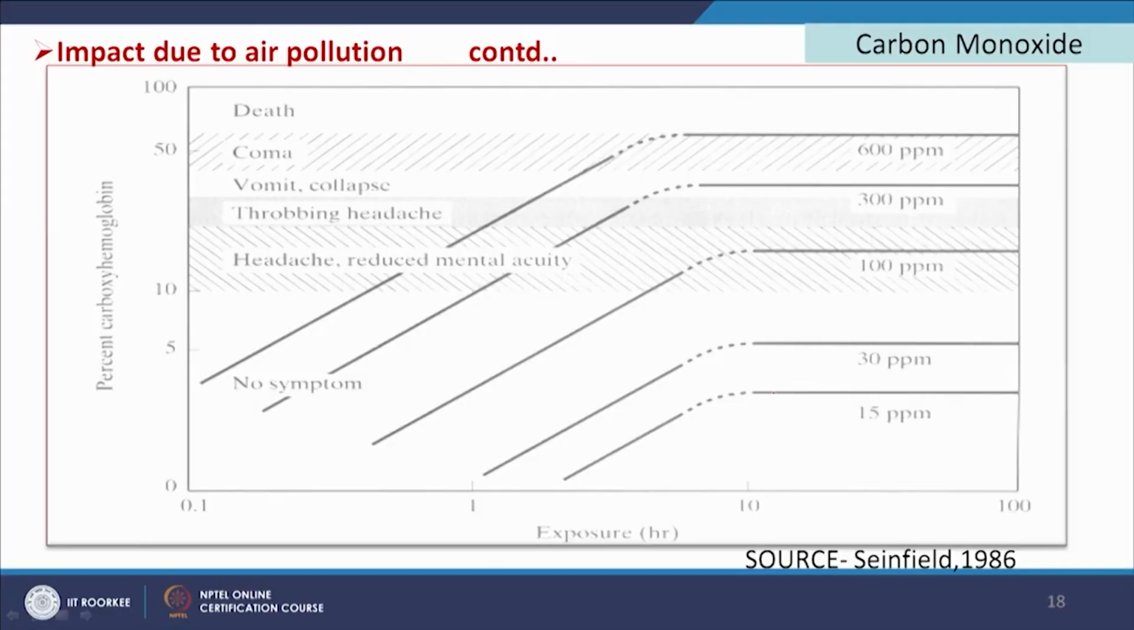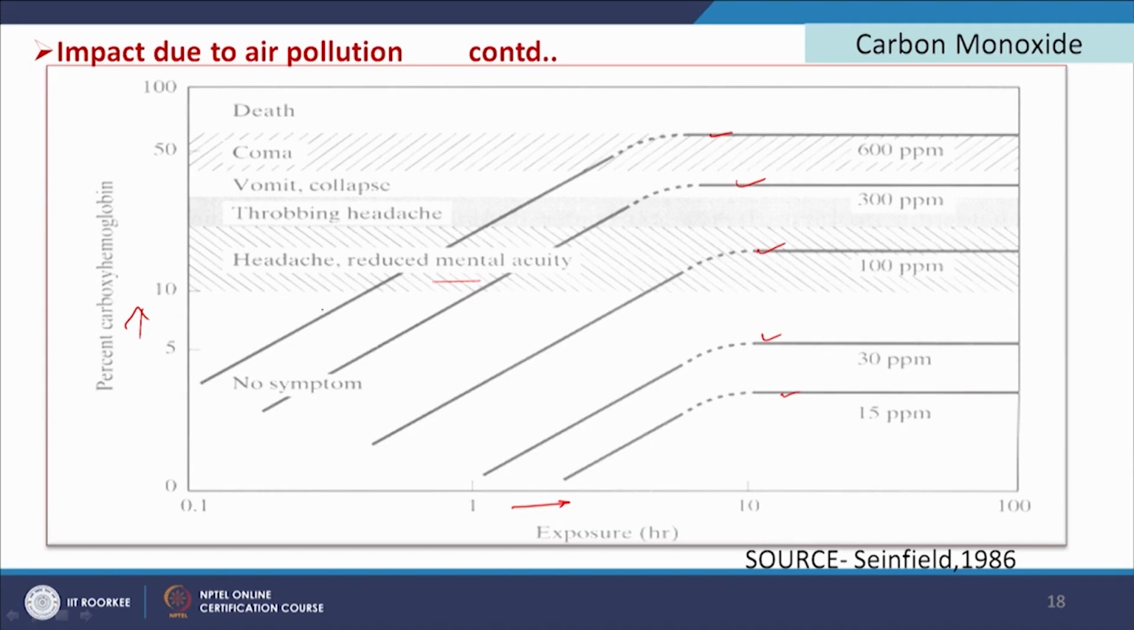Now, you see the different impacts due to CO concentration. This is the 15 ppm graph, this is 30 ppm, 100 ppm, 300 and 600 ppm; this is your exposure and this is your percentage carboxyhemoglobin. So, if exposure is less, then there are no symptoms up to this. But if exposure is more, then even lower ppm can give us some impact. Up to 50 or 30 there is no impact, as shown here.